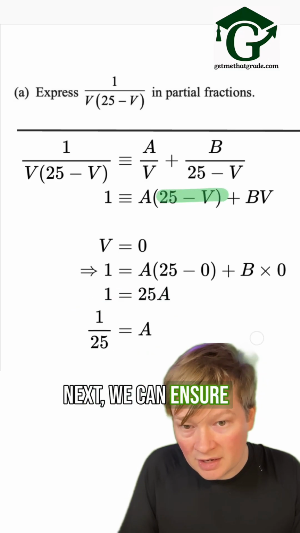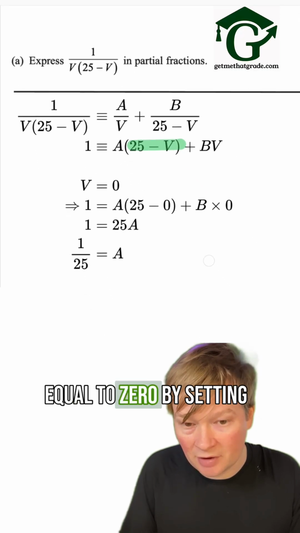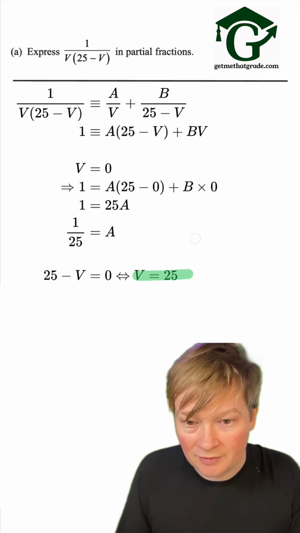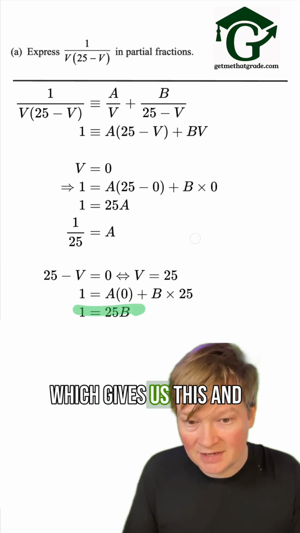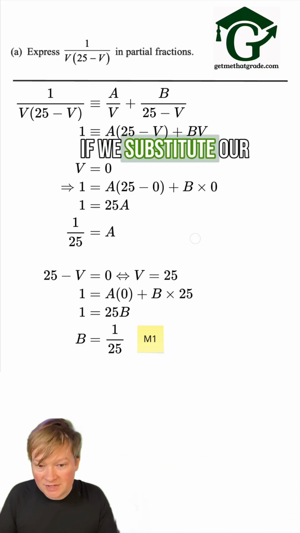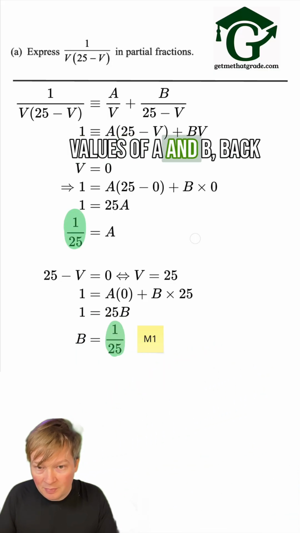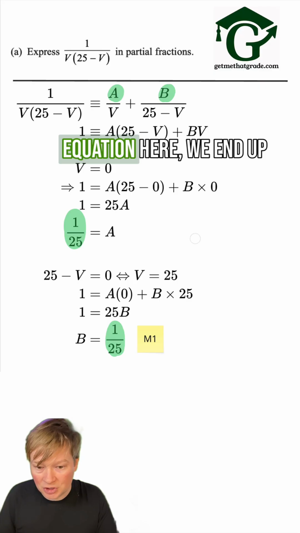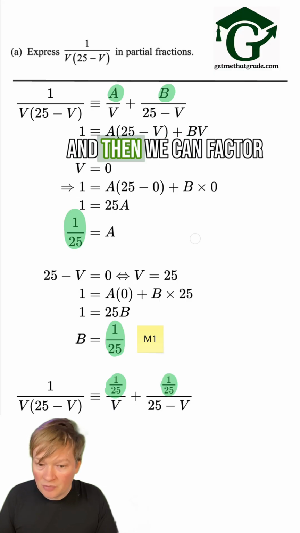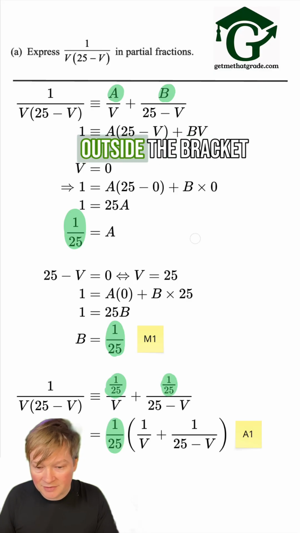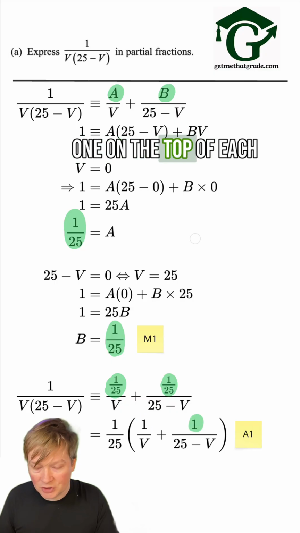Next, we can ensure that this bracket is equal to 0 by setting V equal to 25. Therefore we get this, which gives us this, and therefore B is this value. If we substitute our values of A and B back into the original equation here, we end up with this. And then we can factor out the 1/25 outside the bracket here to leave us with 1 on the top of each fraction. What next?